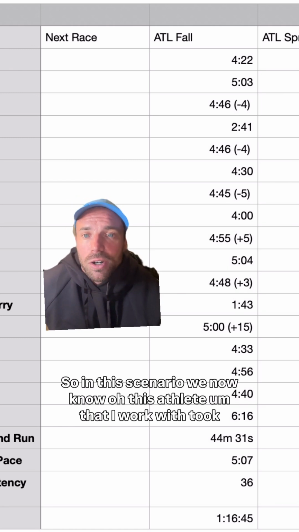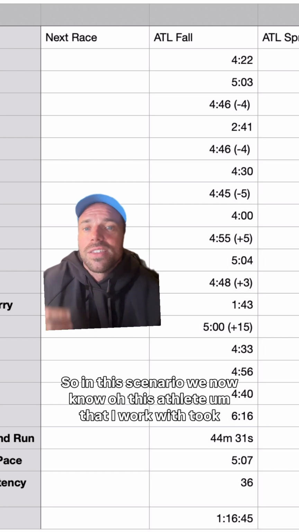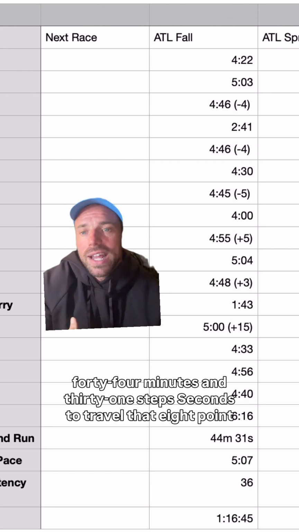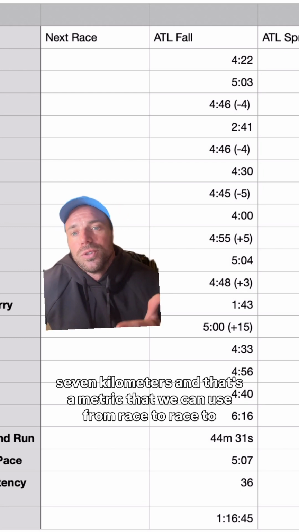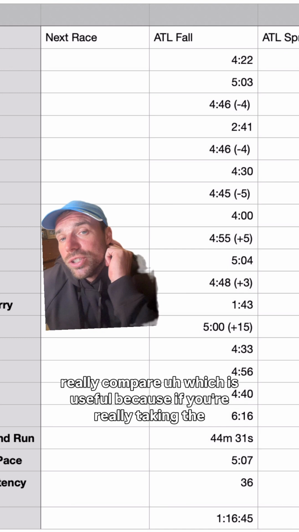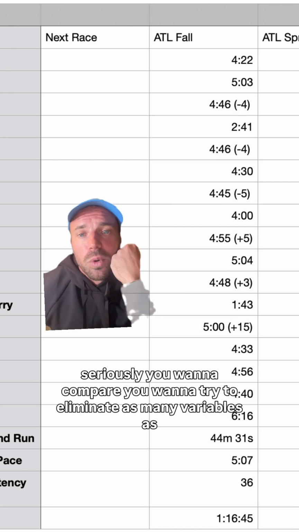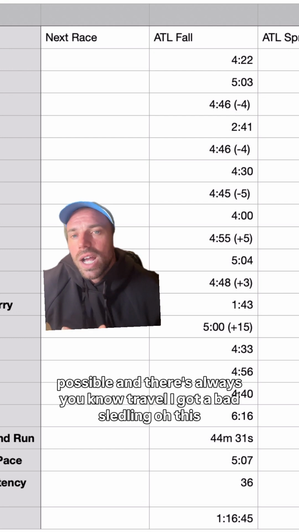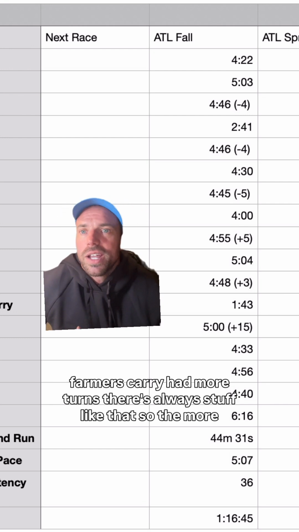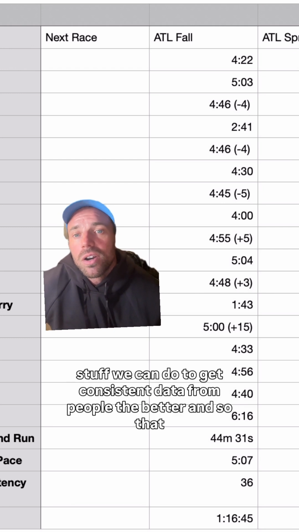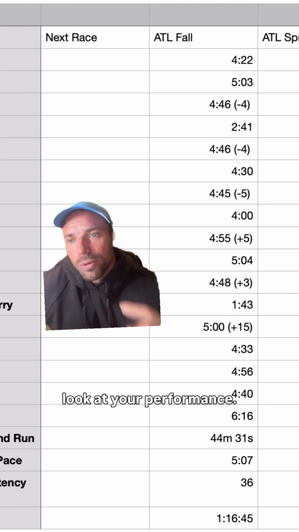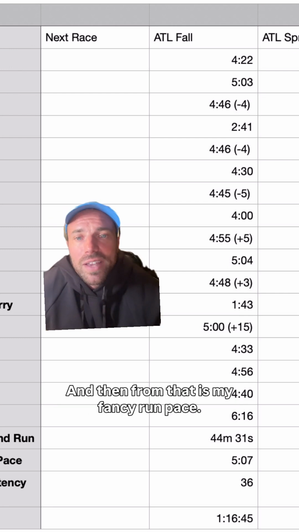So in this scenario, we now know this athlete that I work with took 44 minutes and 31 seconds to travel that 8.7 kilometers. And that's a metric that we can use from race to race to really compare, which is useful because if you're really taking this seriously, you want to try to eliminate as many variables as possible. And there's always stuff like travel, I got a bad sled lane, oh, this farmer's carry had more turns. There's always stuff like that. So the more we can do to get consistent data from people, the better. And so that rock zone plus run time is a more consistent data point for you to use to look at your performance. And then from that is my fancy run pace.